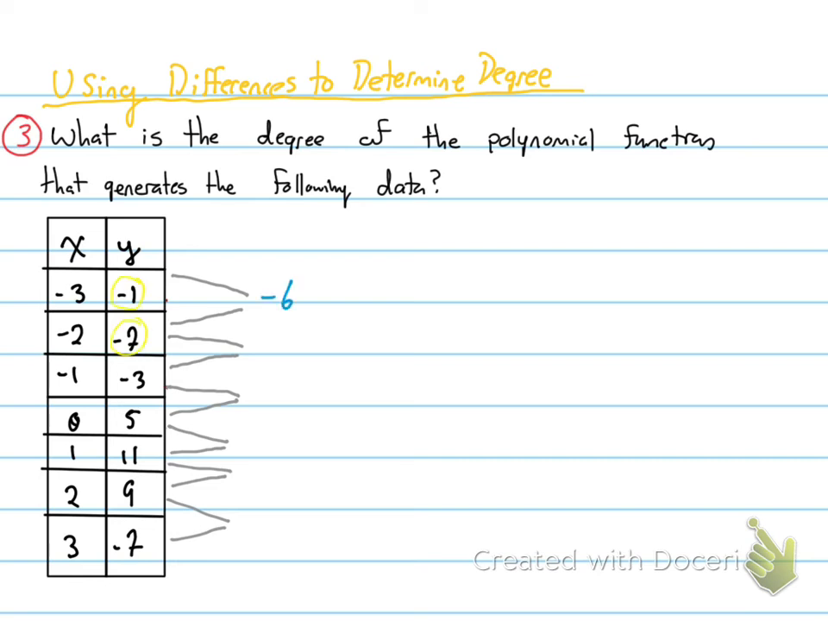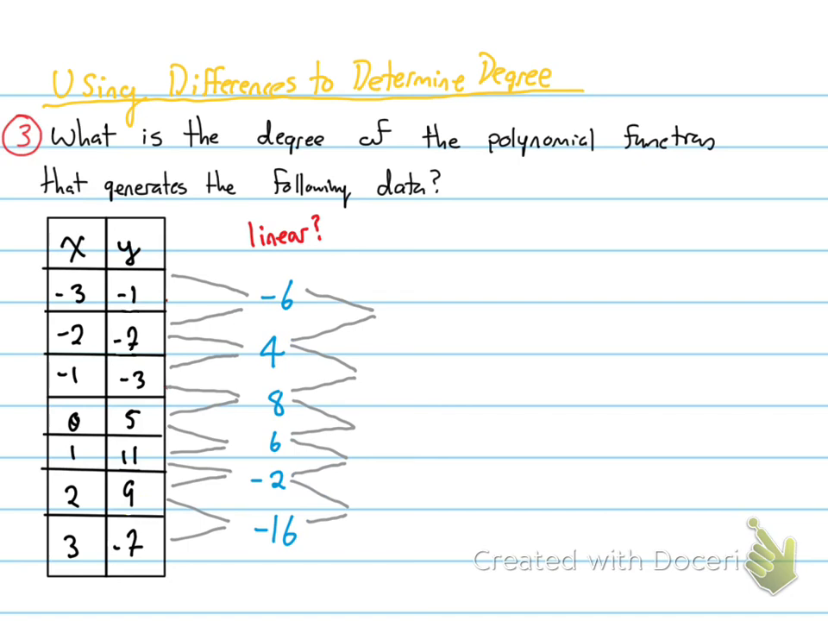So going from -1 to -7, I would have to subtract 6. That's -6 difference. Going from -7 to -3 would be +4. -3 to 5 would be +8. 5 to 11 +6. 11 to 9 -2. And 9 to -7 -16. So if all of those values were the same, this would be a linear function. Clearly it's not, so I'm going to have to do this process again.